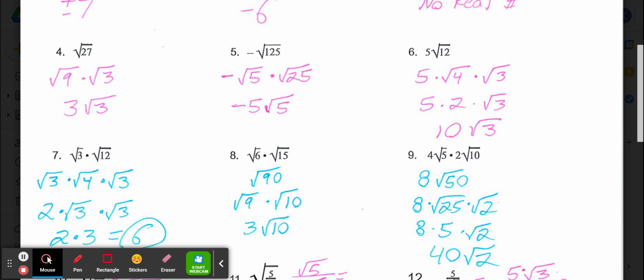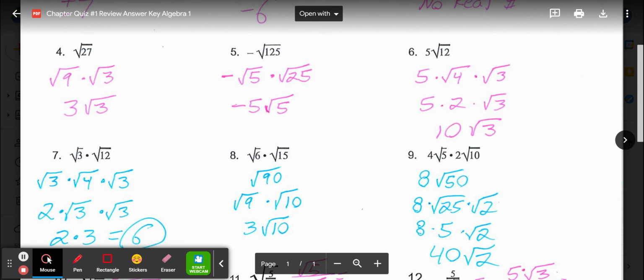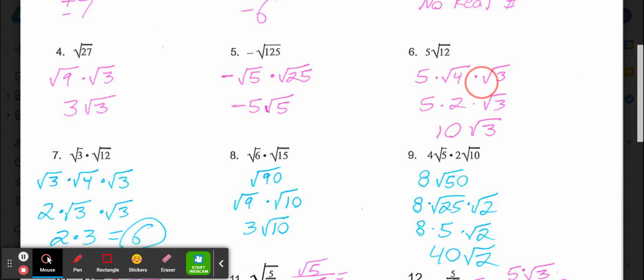And then in 6, we have 5 square roots of 12, so 5 multiplied by the square root of 12. We want to simplify the square root of 12 to square root of 4 times square root of 3. Square root of 4 is 2, so 5 times 2 is 10, so our final answer would be 10 square root of 3.